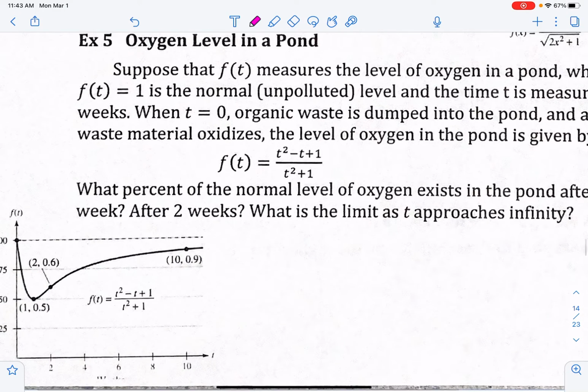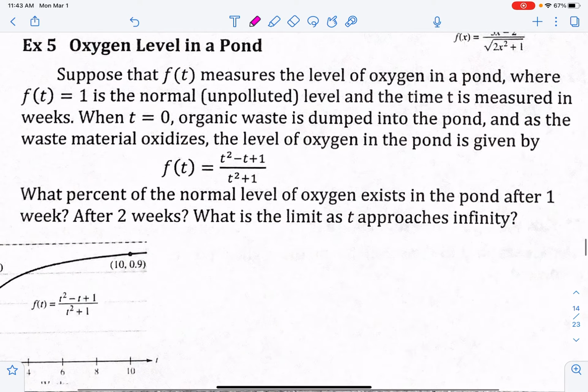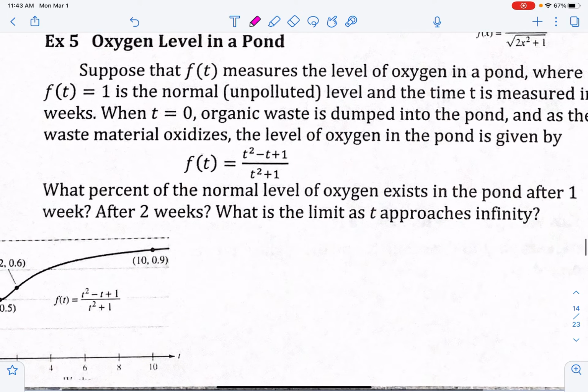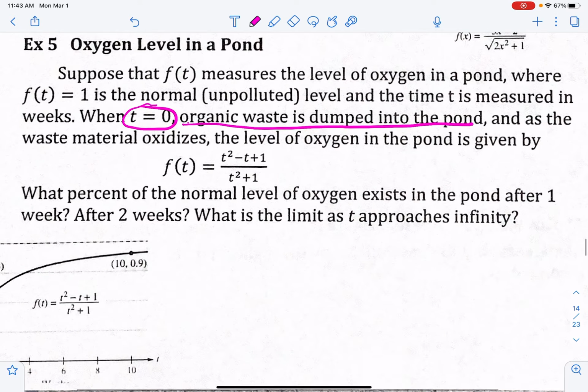This last one, oxygen level in a pond. Suppose that f of t measures the level of oxygen in a pond, where f of t equals 1 is the normal unpolluted level and the time t is measured in weeks. So at week 0, that's before any organic waste is dumped into the pond. Organic waste is dumped in then, and as the waste material oxidizes, the level of oxygen in the pond is going to go down, and then it's going to go back up again.